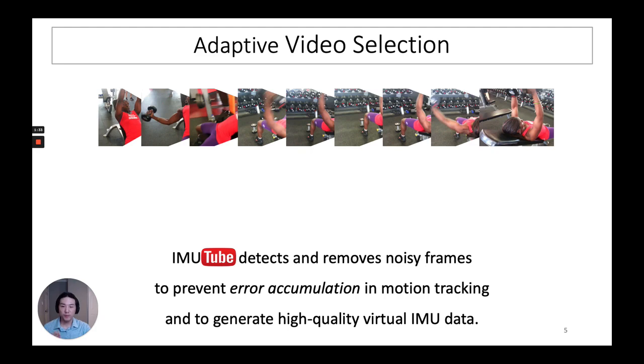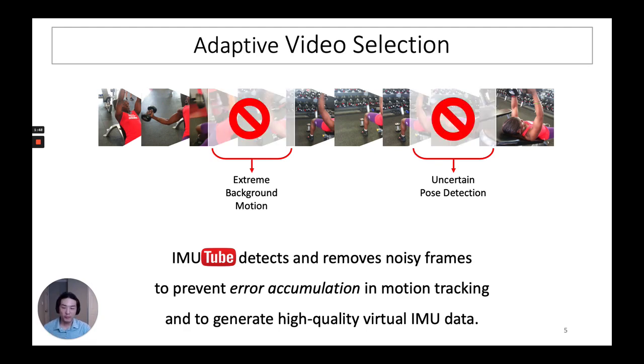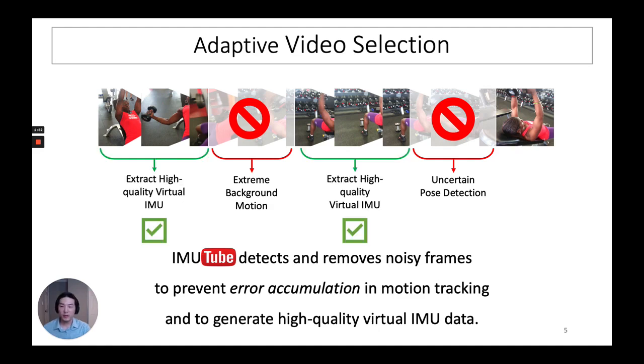In doing so, we propose adaptive video selection. The extended IMUTube, given a video, detects artifacts in the video segments, such as extreme background motions or uncertain pose detection, and removes those noisy frames to prevent error accumulation in motion tracking, and generates high-quality virtual IMU data from the remainder of the video to train the model.